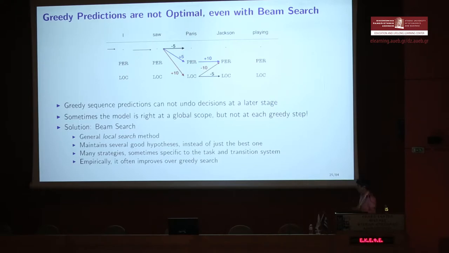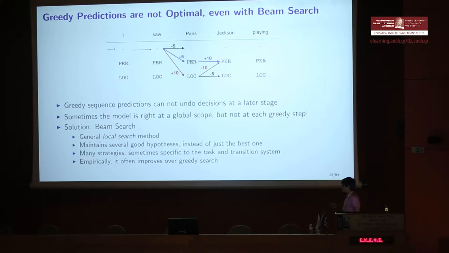It's a general local search method, much more general. It's general in AI, and it's the topic of local search. So it maintains several good hypotheses instead of just the best one. Still, it will not necessarily pick the best possible global solution. It can still get stuck, but the chances are much lower because we are exploring more.